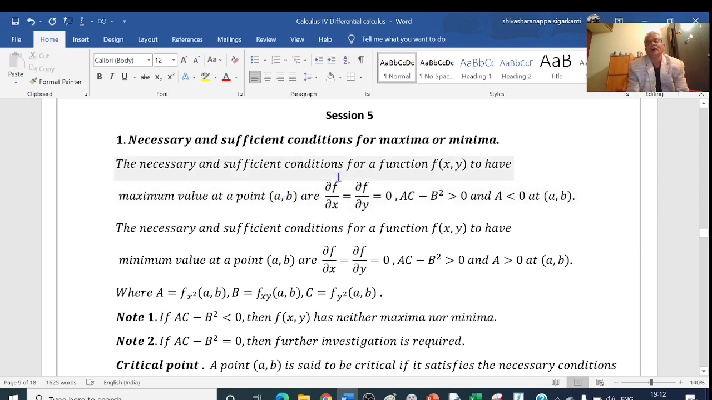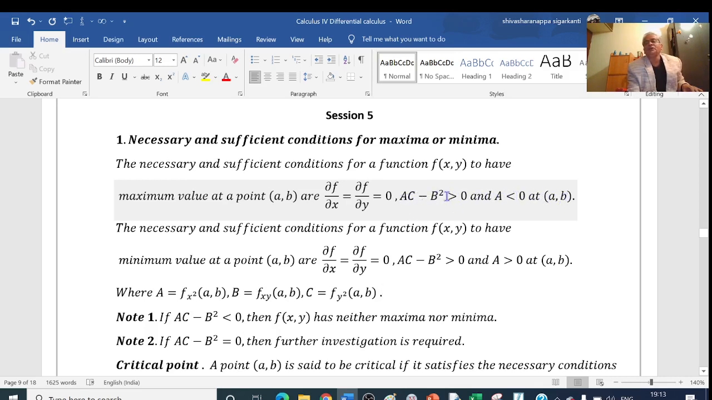The necessary conditions are: the first derivative must be equal to 0, that is dou f by dou x equal to dou f by dou y equal to 0. And sufficient conditions are: AC minus b square greater than 0 and a is less than 0 at that point. So these are the necessary conditions for a function f of x comma y to have maxima, and sufficient conditions are AC minus b square greater than 0, and together with this a must be less than 0 at the point a comma b.